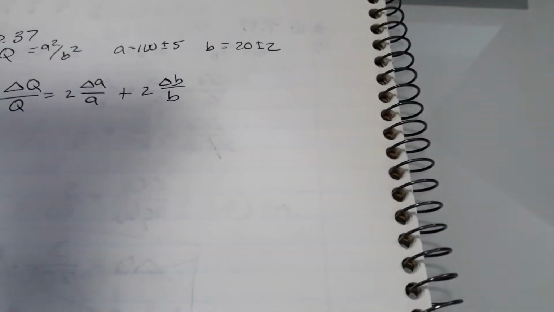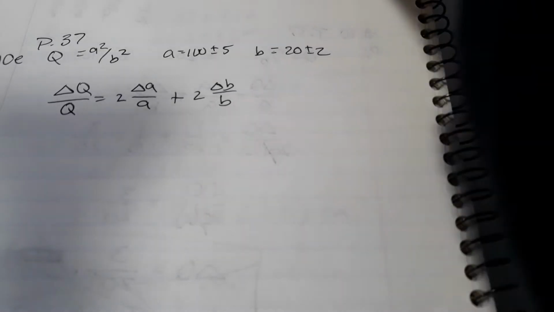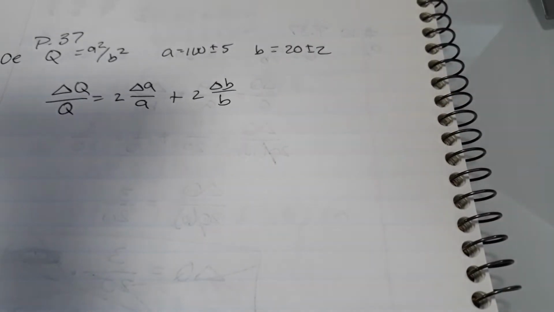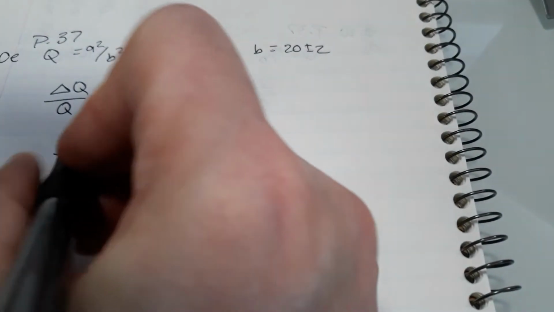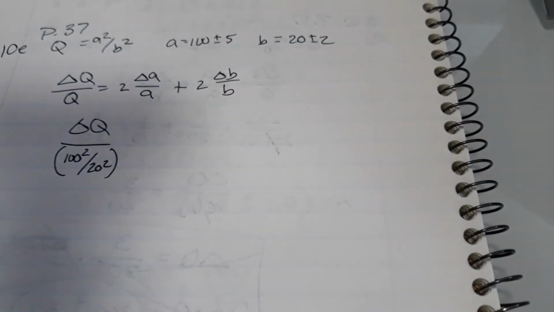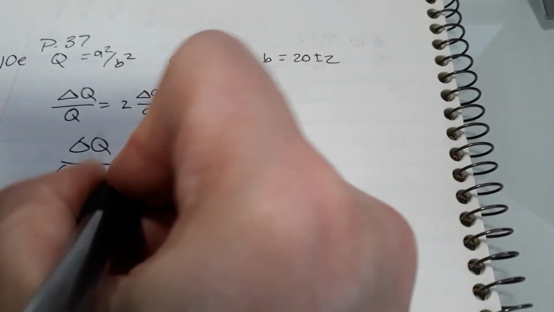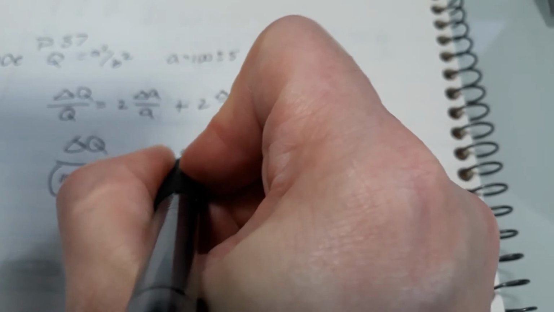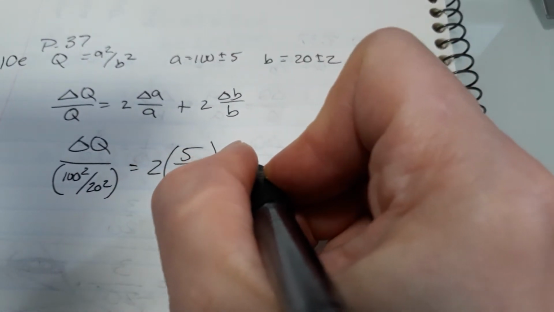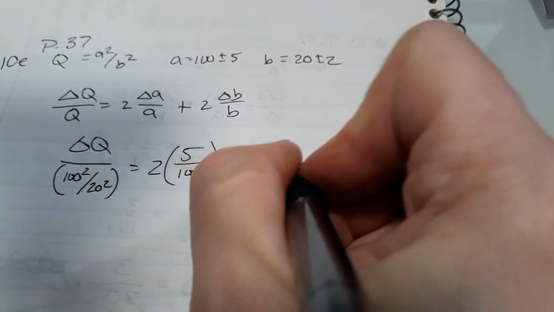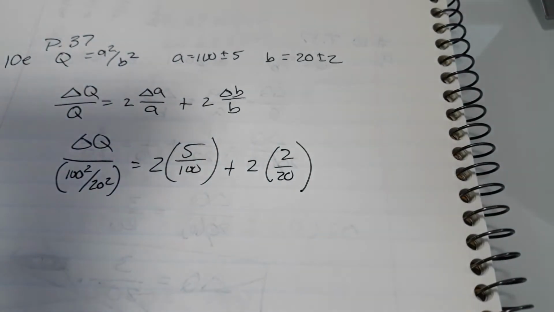So I'll take you to the next step, which is to just simply get all the numbers plugged in, and then I'm going to leave it there, and I'll let you guys finish it. So delta Q, which is over 100 squared divided by 20 squared. That's the answer to the calculation Q, right? It's right up here. Okay, and then that is going to be equal to 2 times 5 over 100 plus 2 times 2 over 20.